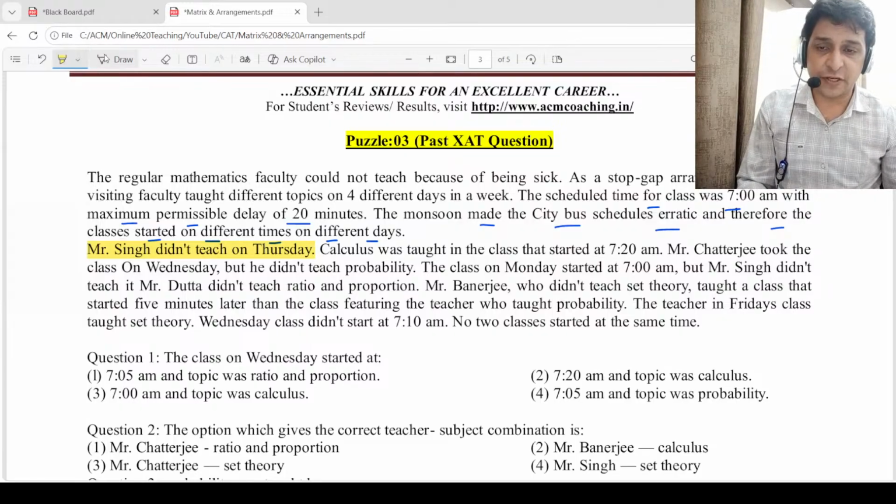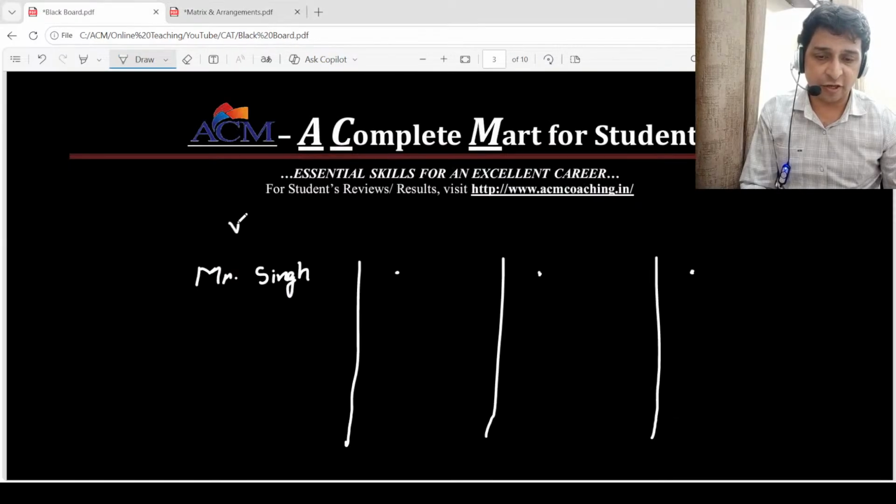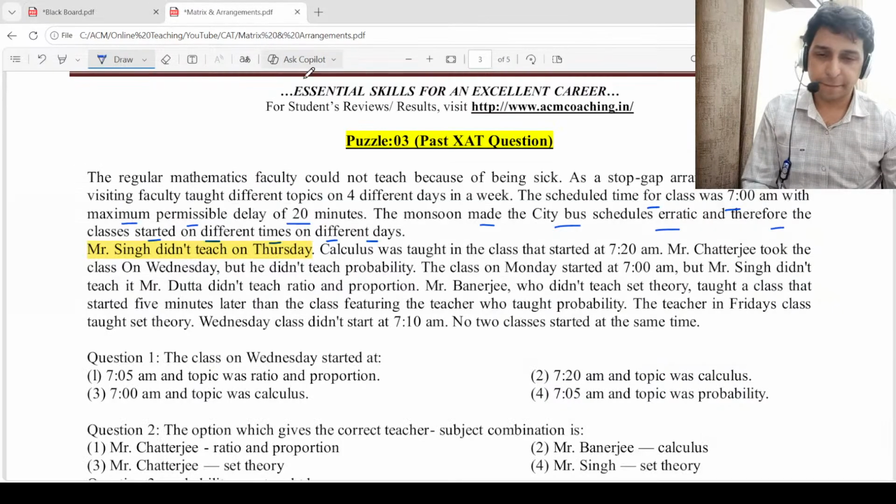So information which has not been used, that also we have to see now. That also has to be taken care of very carefully. Now Mr. Singh did not teach on Thursday. That means I may write that Mr. Singh did not teach on Thursday. I put a cross here and I can write Thursday he will not teach. Got it?